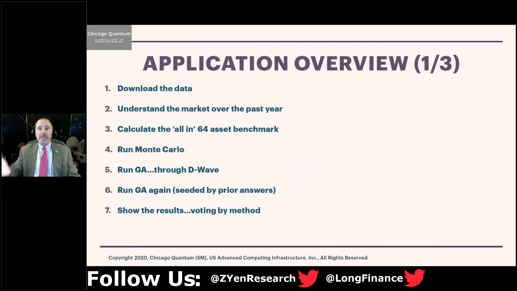So again, we download the data. If you wanted a lot of tickers, we download it from NASDAQ, or we download your tickers from Yahoo Finance. We understand the market over the past year. We calculate all 64 stocks. So we give you the Sharpe ratio, the expected return, the standard deviation, the Chicago Quantum Net Score, Chicago Quantum Ratio. We run all of those baseline metrics just to get a feel for the absolute average.